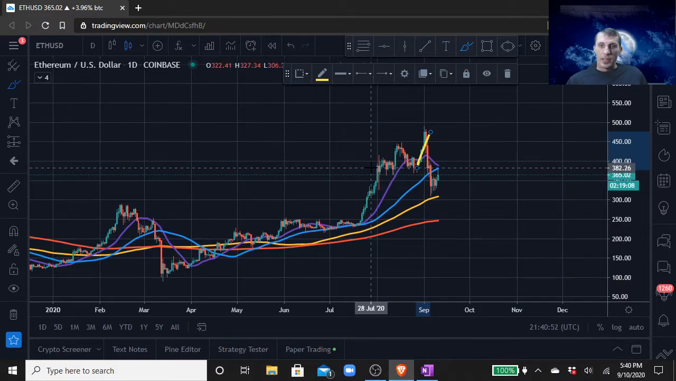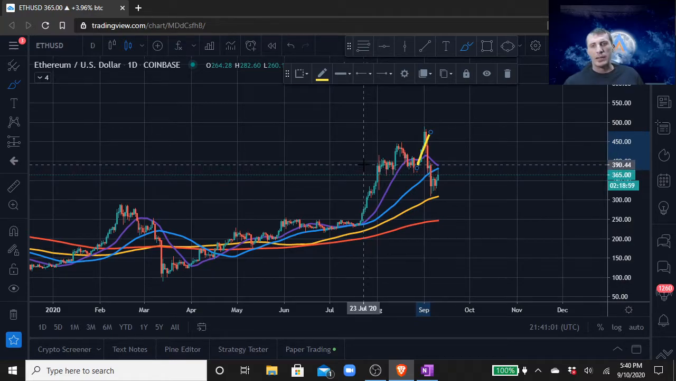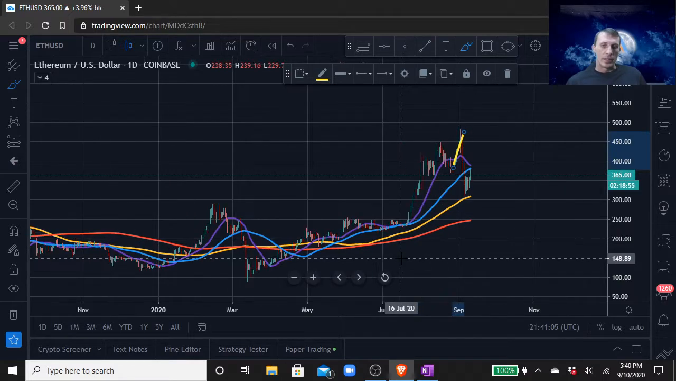But we are hitting some nice resistance too here, right around 380. So I don't think it's going to break. It never usually does on the first attempt on that 50-day moving average, and especially if we're going to get the bearish crossover. So something to keep in mind, guys.